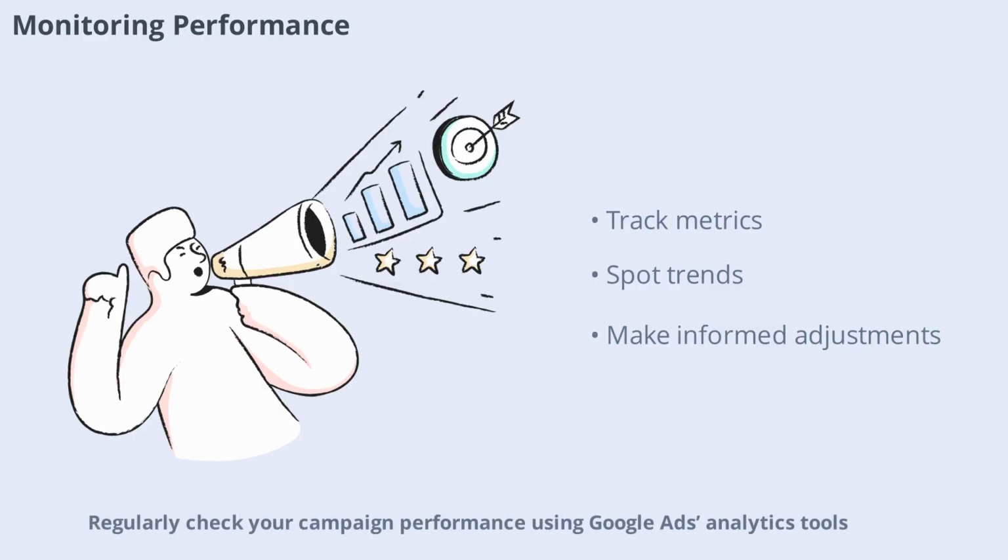Regularly check your campaign performance using Google Ads analytics tools. Track metrics like impressions, clicks, conversions, and cost per acquisition. Monitoring helps you spot trends, identify issues, and make informed adjustments to improve results and reduce wasted spend.